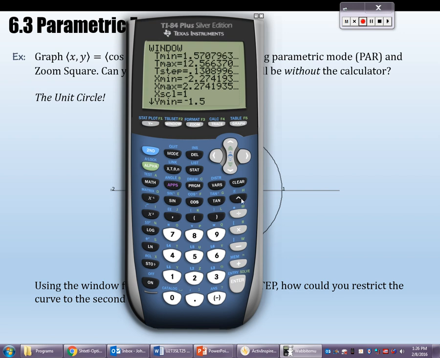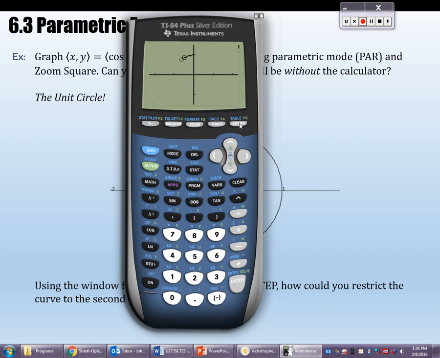Yeah, how about pi over 2 to pi? Is that going to do what you just said, just give you the second quadrant piece of that circle? Yeah, that's fun.